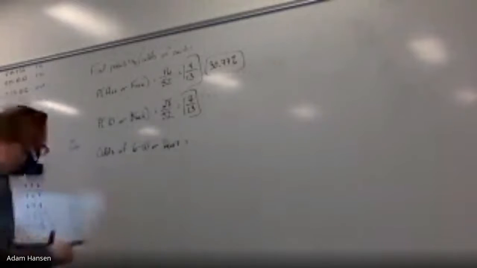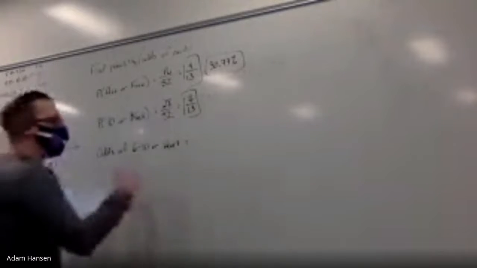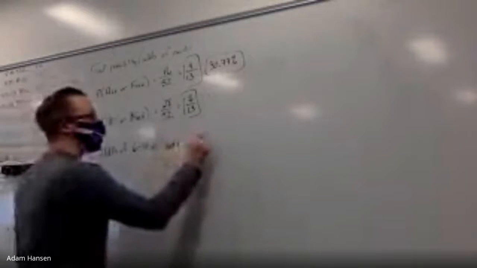How many cards is that? 28. So 28 to what? How many cards did I not underline? How many cards are not hearts or 6 through 10? 24. How'd you get 24 out? Oh, I did 52 minus 28.